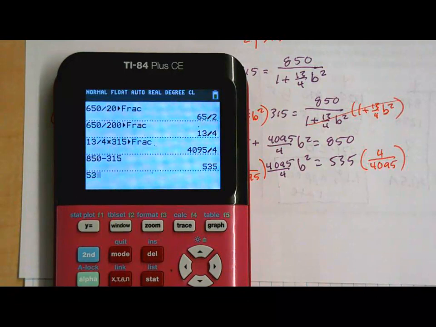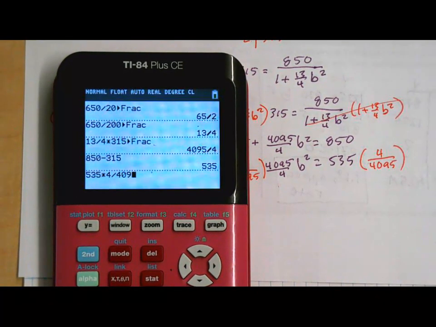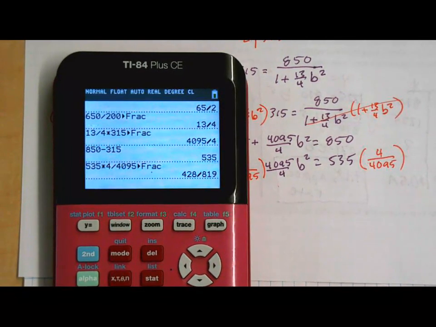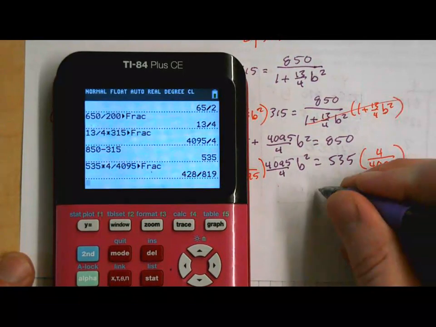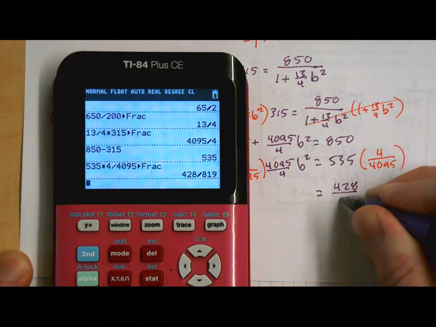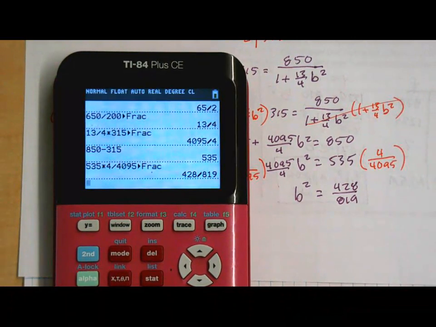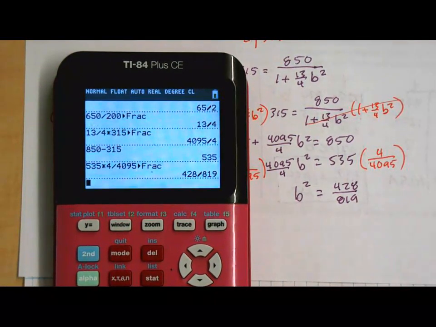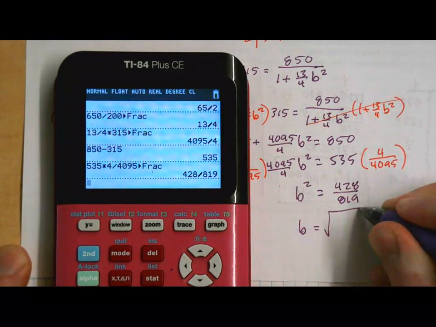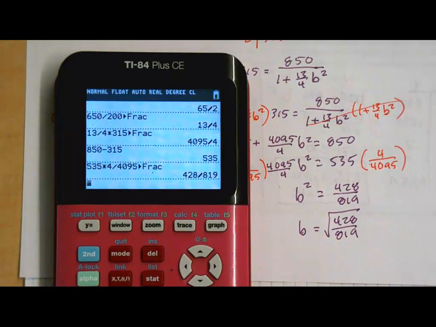535 times 4 over 40, 95, and also please turn it into a fraction for me. All right. 428 over 819. That's just b squared now. Oh, we're so close. So b is the square root of 428 over 819. Boom! And we're just going to leave it like that. I'm not even going to bother turning that into a decimal.